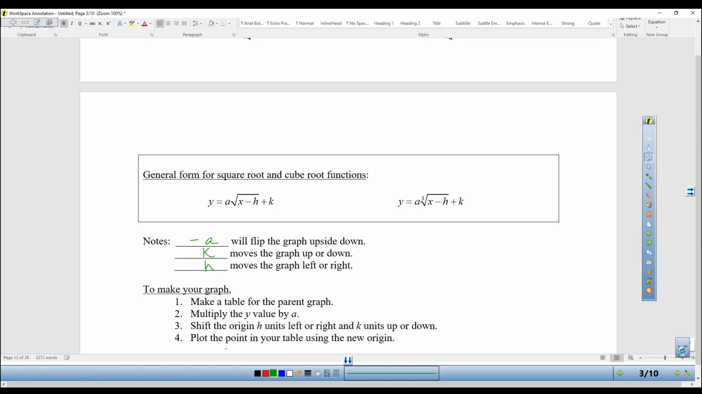So how are you going to make your graph? I really don't recommend that you plot points. I think you should just make the table for the parent graph. That was a little sloppy there. Just make the table for the parent graph, and then multiply the y value by A, shift to the origin, and then plot the points in your table using the new origin.